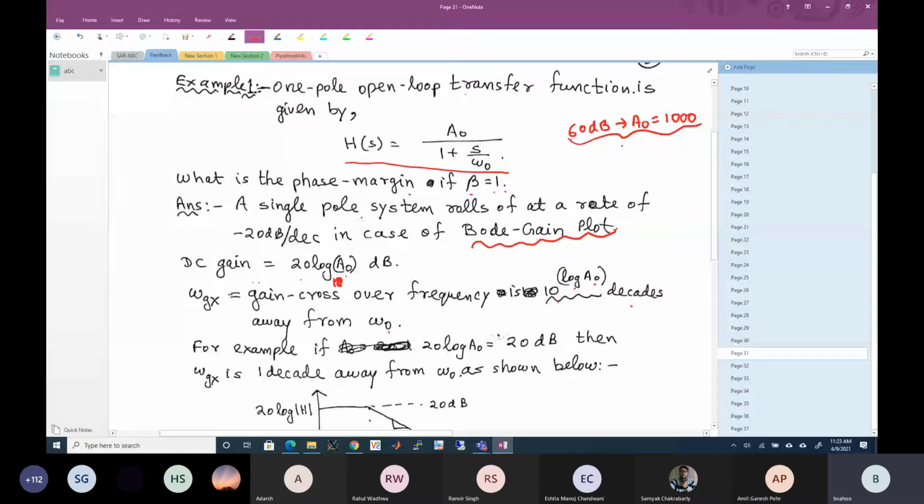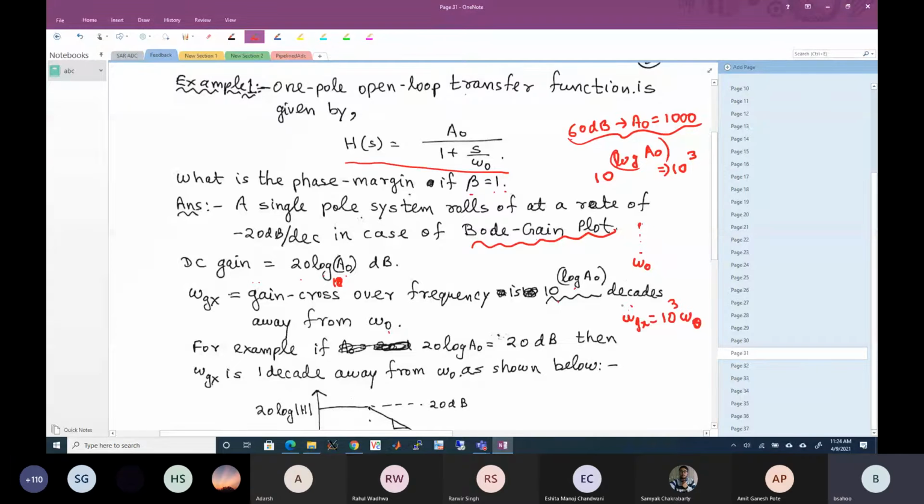It is going to be 10 to the power of log of A naught. Log of A naught is how much? It is going to be 3, so it is log of A naught decades, 3 decades away from omega naught. Am I clear? So if omega naught is the 3 dB cutoff frequency, then 3 decades away will be omega GX. So omega GX will be 10 to the power 3 omega naught. Any questions on this?